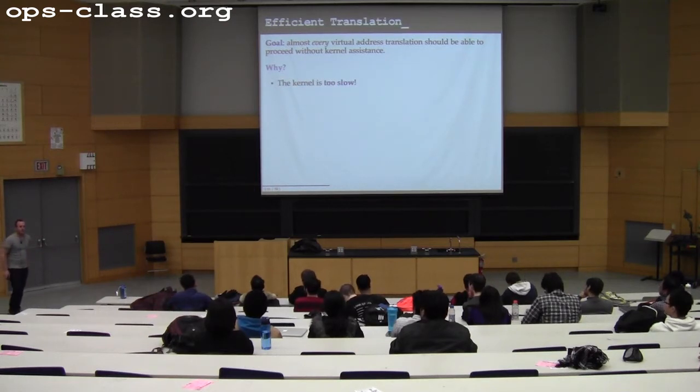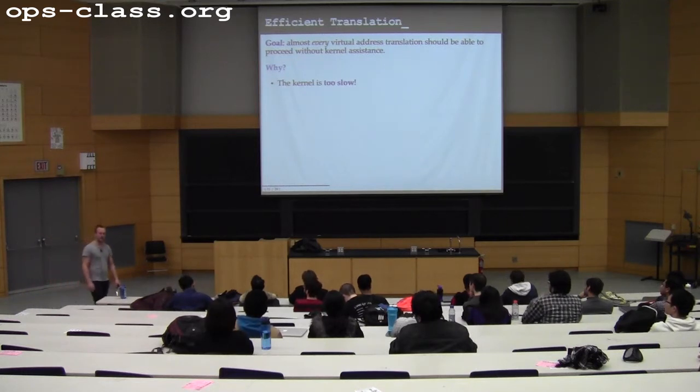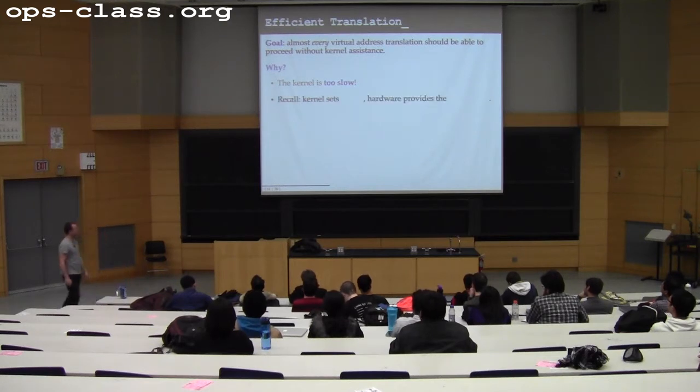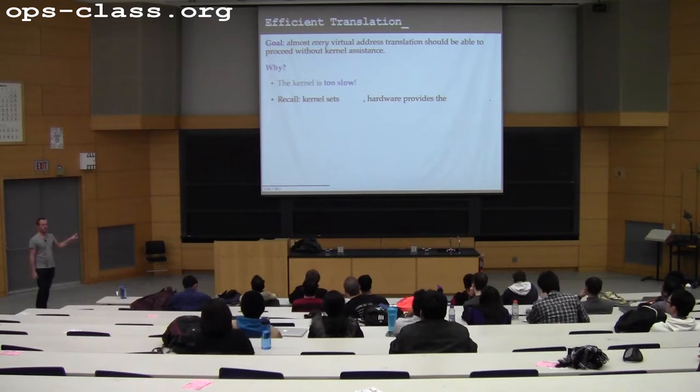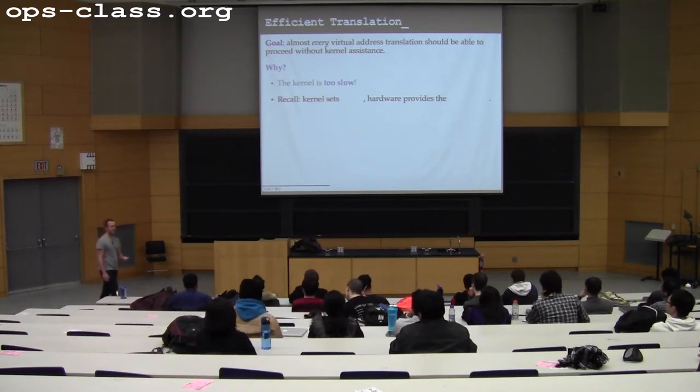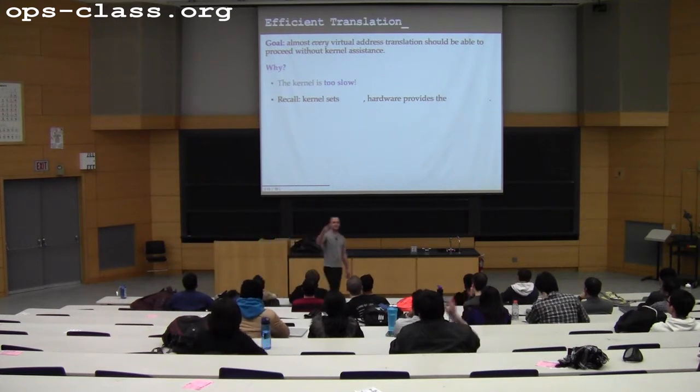Somebody mentioned this in the early round of questions, which I thought was great. Why do we need hardware to help us? It's just that the kernel is way too slow. So remember, the goal here was the kernel sets what? Remember, this is one of our famous systems splits. The hardware provides what?